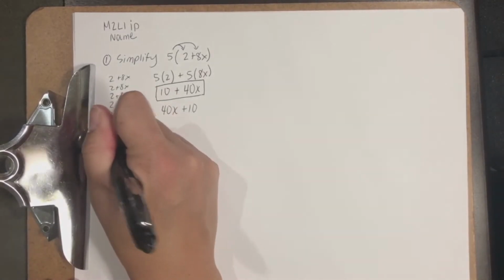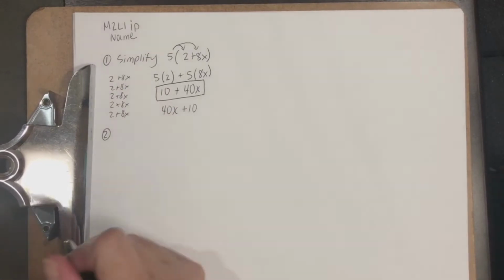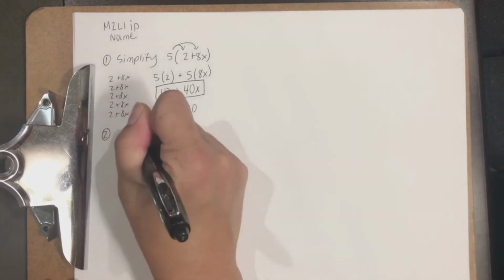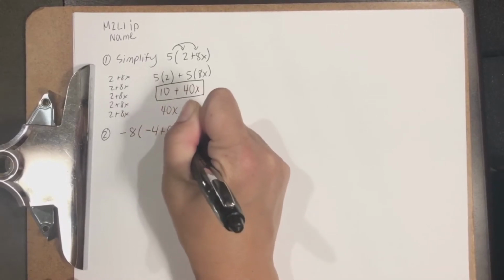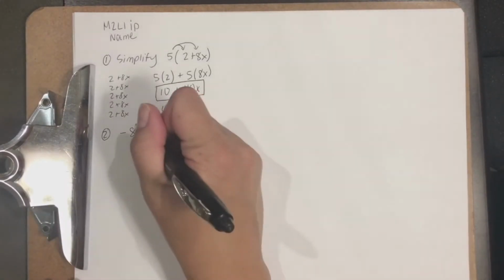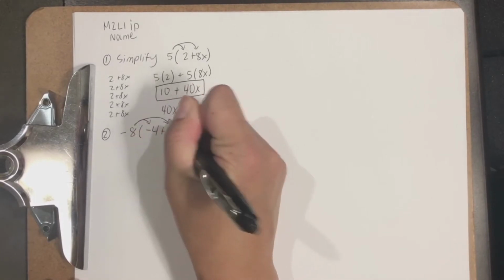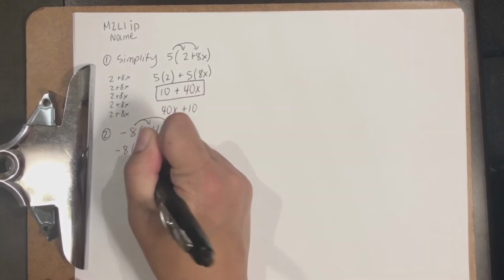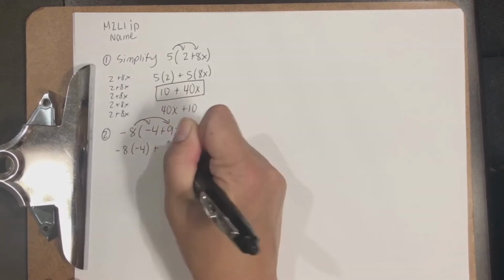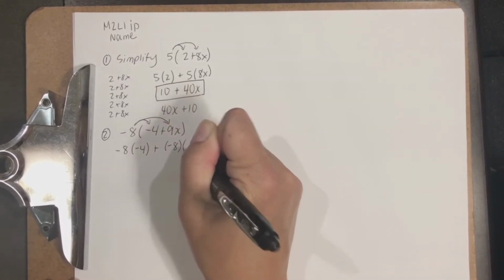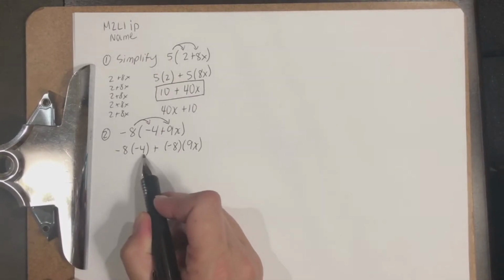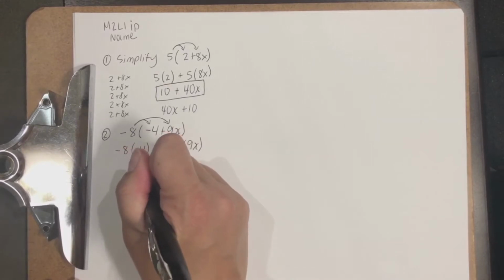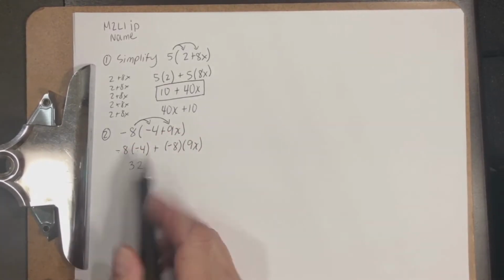Number 2, we're going to simplify again. Negative 8, parentheses, negative 4, plus 9x. So let's distribute. Negative 8 times negative 4 plus negative 8 times 9x. Negative 8 times negative 4. Well, 8 times 4 is 32, and a negative times a negative is a positive.